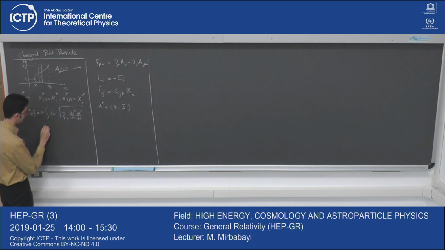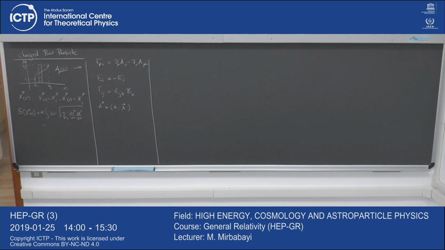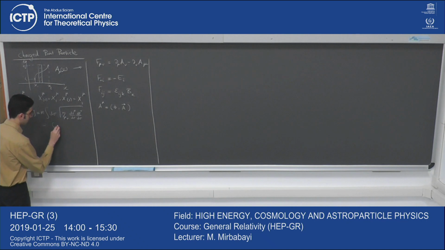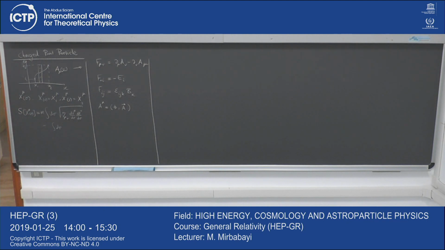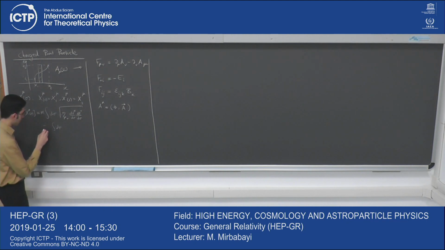Okay, so now what do I want to add? We want to write the action. The action is an integral over the trajectory, so an integral over sigma. It will be an integral of the local Lagrangian. And of course it has to vanish if the charge is 0, so I put Q here.